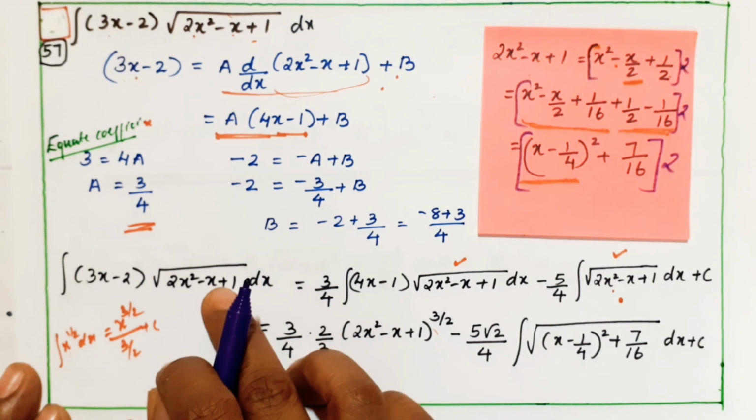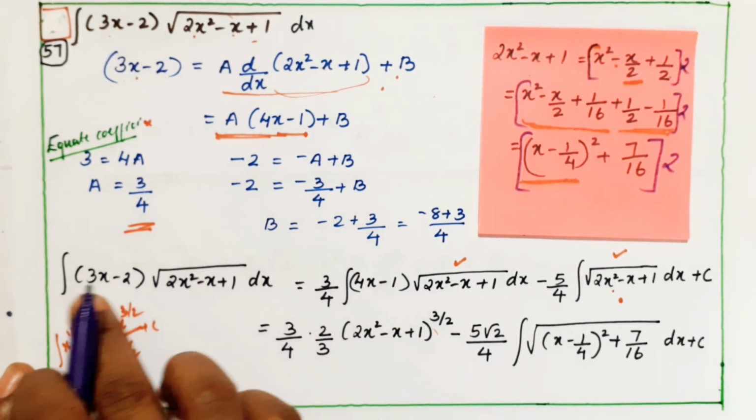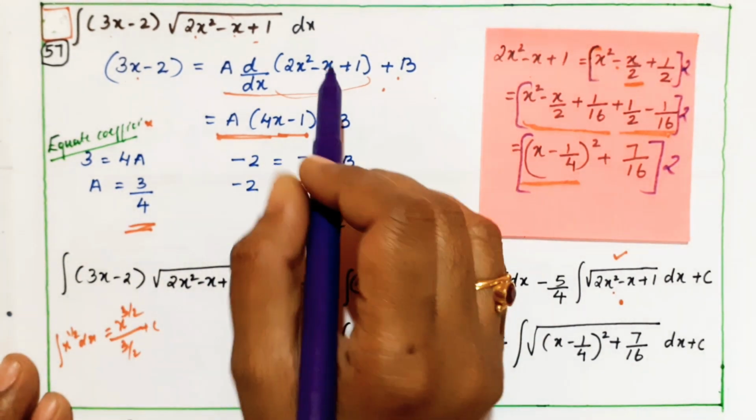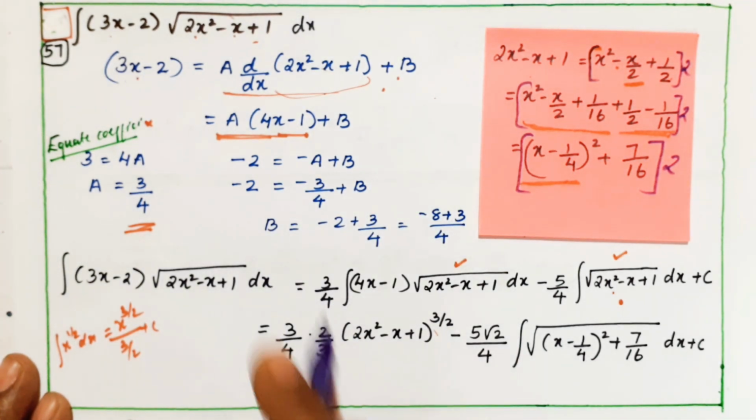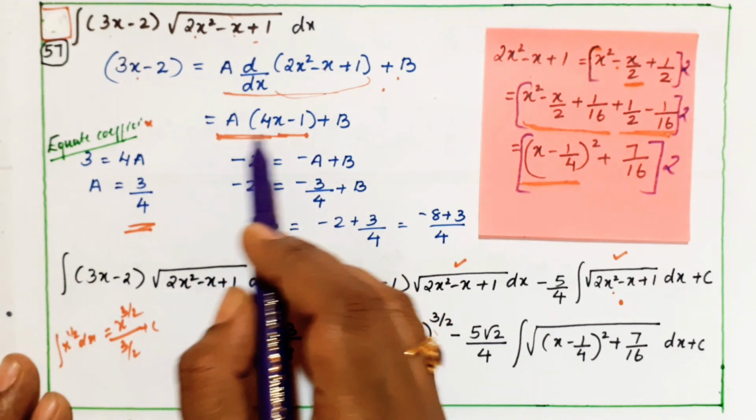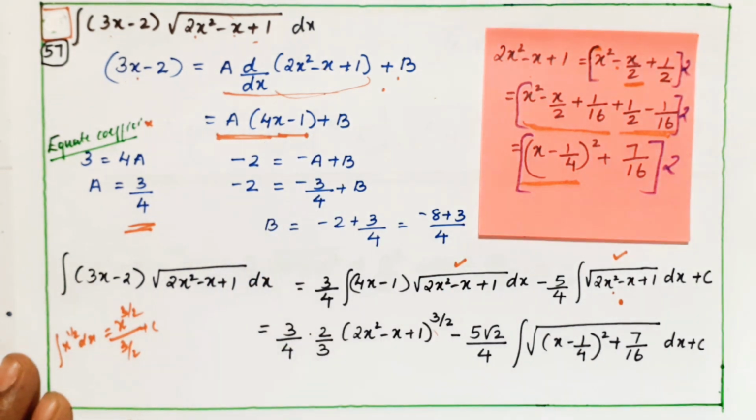We have written the question. In this question 3x minus 2 you can write it like this form. Okay. That we have written. That is we can write in this form also, A into 4x minus 1 plus b also we can write. But into this term also there. That's what in both the terms it came.